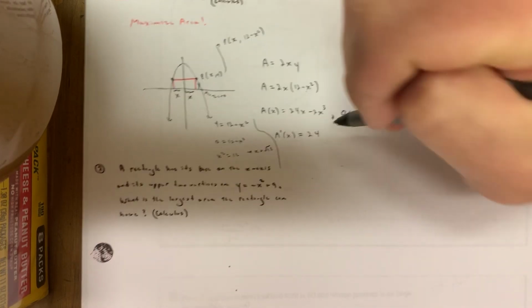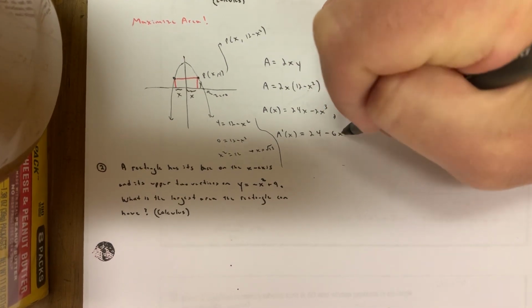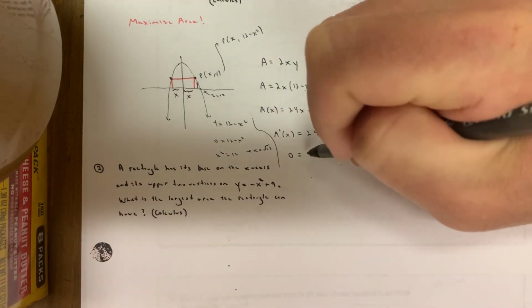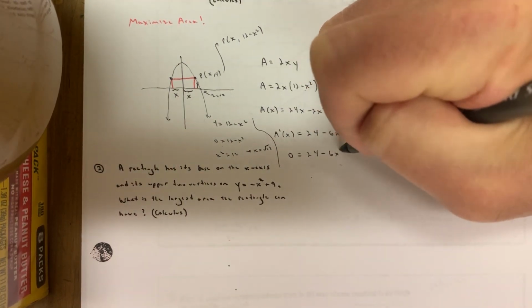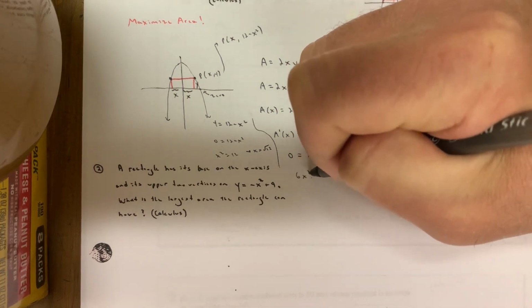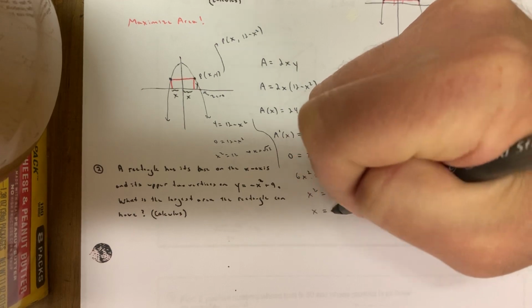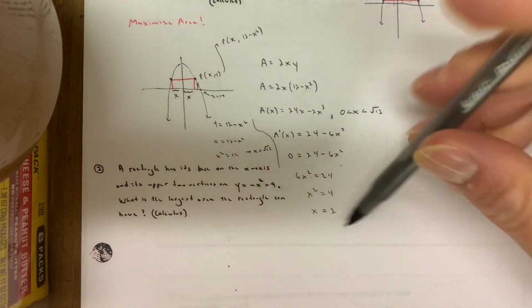This becomes what? 24 minus 6x squared. It's always existent. It's polynomial. Let's set it equal to 0. Okay, add 6x squared to both sides. Divide by 6. x squared is equal to 4. Have that collective sigh of relief where you're like, oh, x has to be equal to 2 or negative 2.